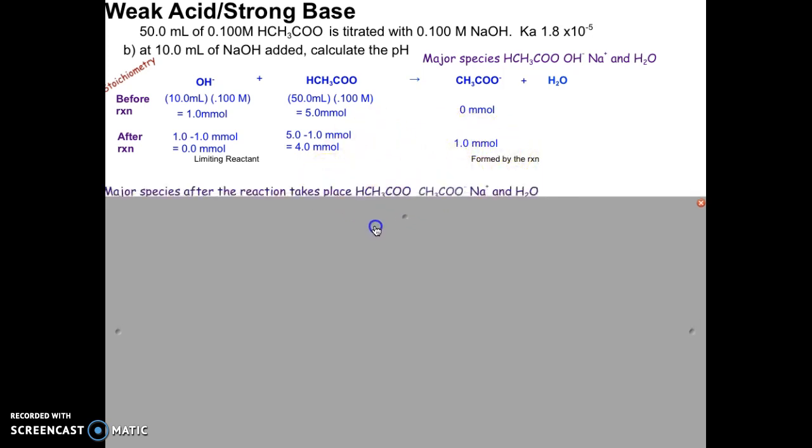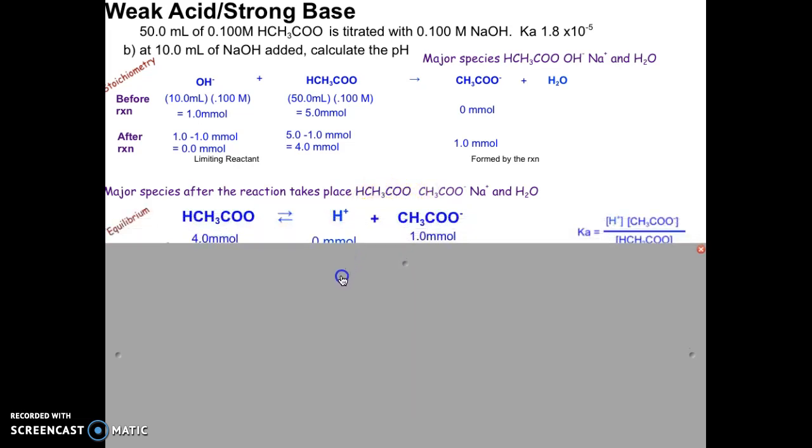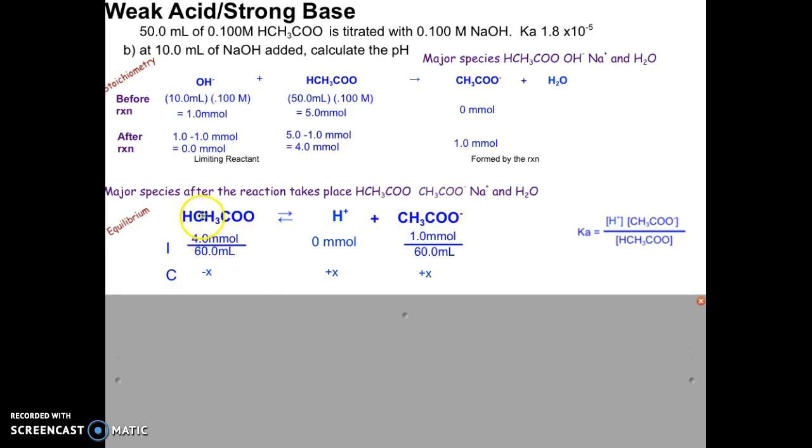Okay, now the major species in this beaker after the reaction happens are the acetic acid, the acetate ion, the sodium ion, and the water. You have to ask yourself, who's controlling the pH? Hopefully you guys are taking a look at it, and it's this acetic acid. The acetic acid is controlling the pH. So what you have to do then is write the equilibrium expression for the pH, and that's coming from the acetic acid dissociating into hydrogen ion and acetate ion.